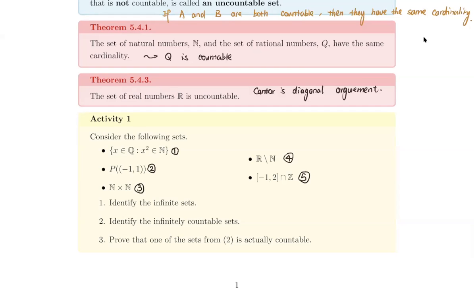Anyone? You can type your answer in the chat and we'll take them up. No, don't guess. Why are you guessing? Don't guess. Actually try it. No, not all of them.